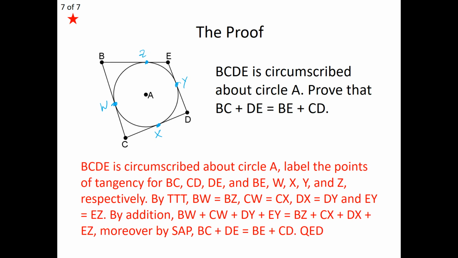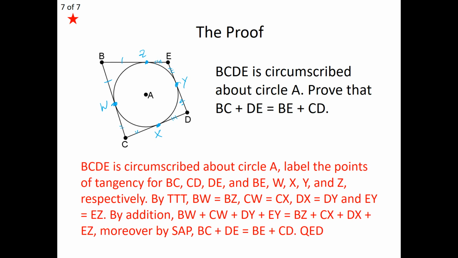Now, this is where the fun begins, because notice that with B, C, D, and E all exterior to our circle, we have the twin tangent theorem to come and help save us in arriving at our conclusion that BC plus DE is equal to BE plus CD, meaning that the sums of the opposite sides are equal to each other. So how do we derive that using our twin tangent theorem? Well, first I can mark some of these segments as being equal. I know that BW and BZ will be equal. I know that CW and CX will be equal. I know that DX and DY are equal. And I know that EY and EZ are equal as well.